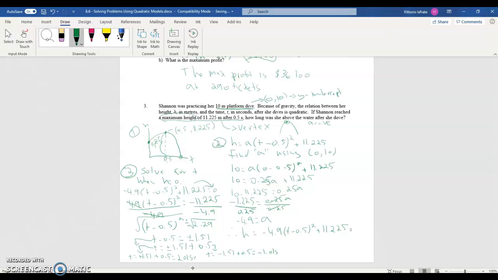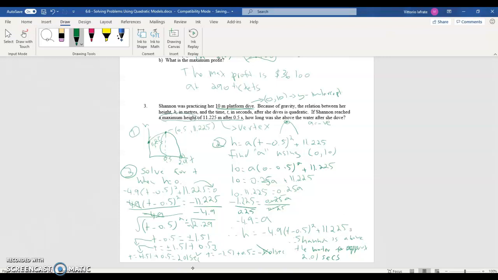So here you need to choose which one makes the most sense. In our parabola, we're not going to have negative times, so chances are it's not this one. It's probably going to be this one over here. Therefore, Shannon is above the water for approximately 2.01 seconds. Basically, from the time that she goes from her initial jump to landing in the water, that takes 2.01 seconds. So that's how long she's above the water for.